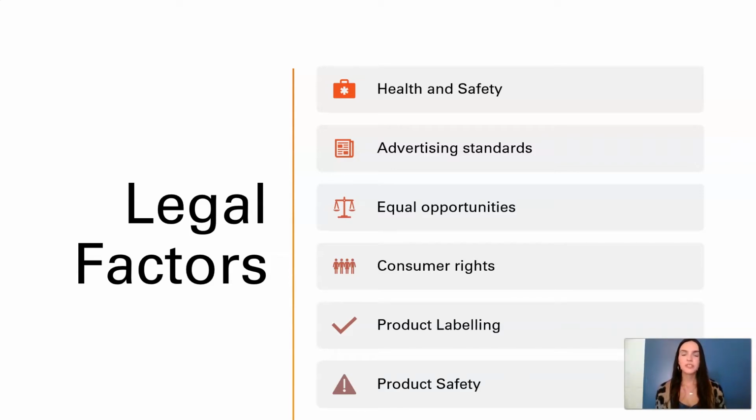And also product safety. So considering all of these at the initial stage of your product development means that by the time you get to the end, you would have covered all of these legal factors and you would have a safe product, which complies with legal legislation.